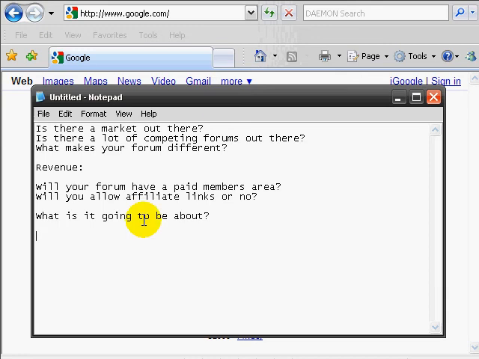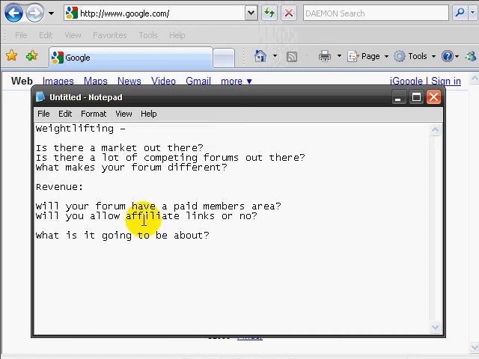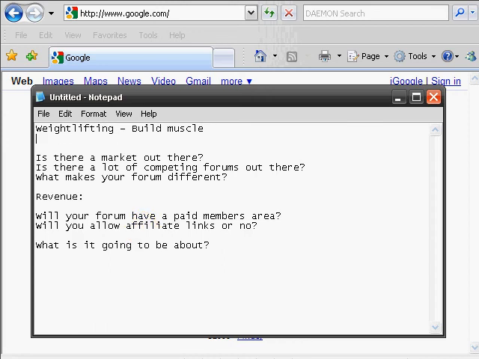So the first question, is there a market out there? Well, in this case, for forums, I'm going to create a weightlifting forum because that's one of my hobbies, and it's something that I do very often. So weightlifting. And weightlifting is such a general topic, so we need to get specific. So what I'm showing you is that you don't want to be too general. You don't want to cover too much of a market. You just want to cover a specific area. So weightlifting, I would probably focus on people who want to build muscle.